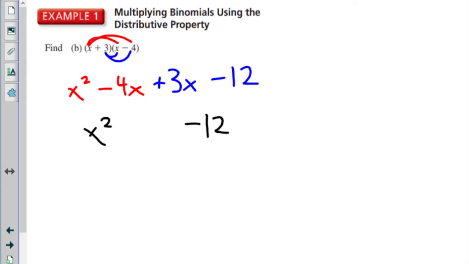But I have a minus 4x plus 3x that can be combined together. So we have a negative 4 plus 3. My negative is outweighing my positive, so it's going to be minus 1x, which we just write as minus x.